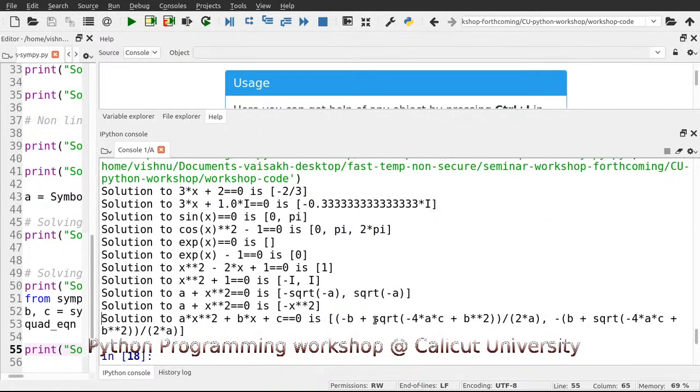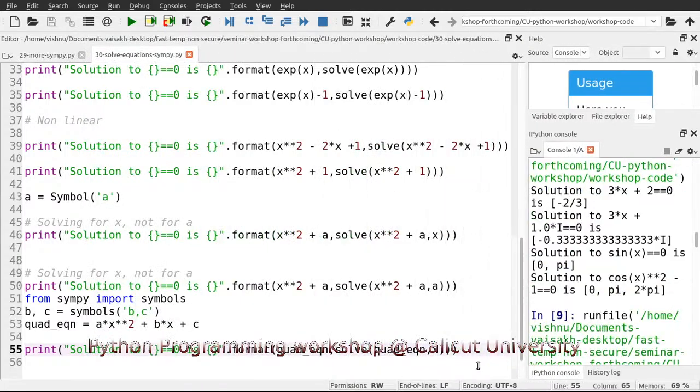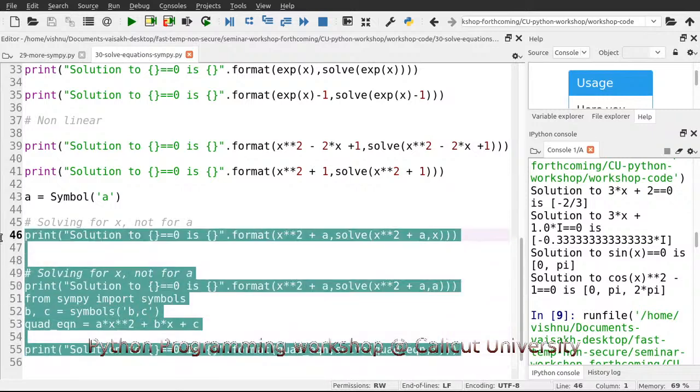Minus b plus square root of b square minus 4ac, appearing in reverse order, by 2a, minus b. Oh, so this is minus of, sorry, the minus is taken outside. So minus b plus square root and minus b minus square root by 2a. So the quadratic equation formula also can be derived like this.